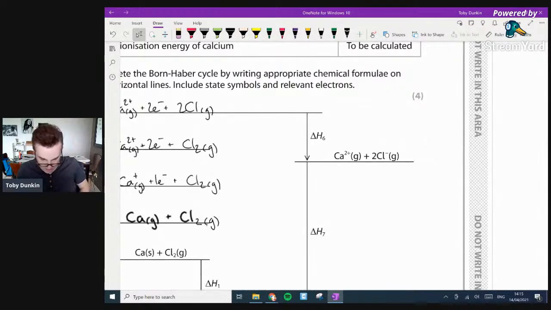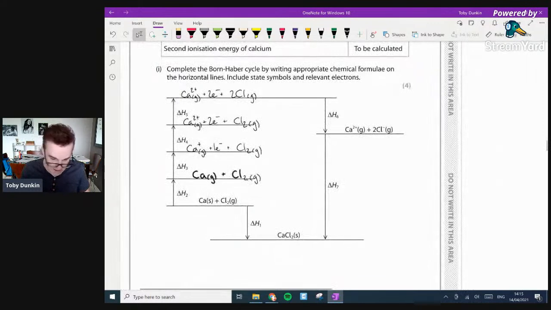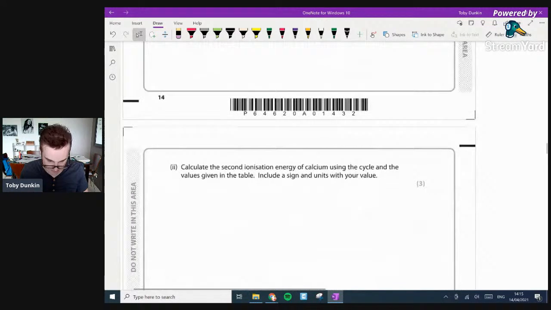Right, now what we're going to have is the electron affinity for the chloride ion, which is then correct, and the last one. So that seems all very reasonable to me. Yeah, and that's 4 marks. I've just saved myself a boatload of time because I'm well practiced on Born-Habers, like that.